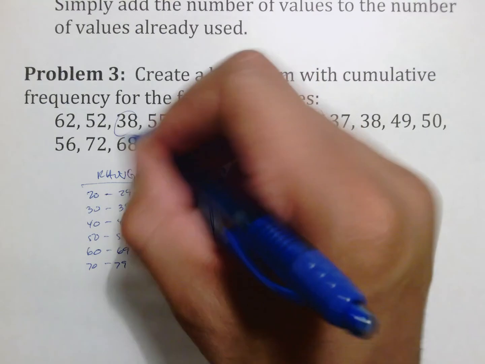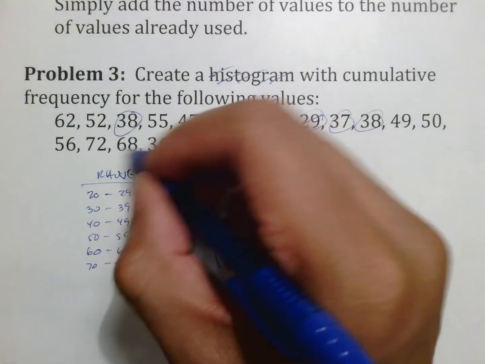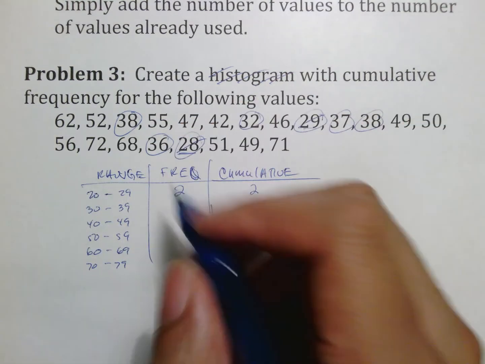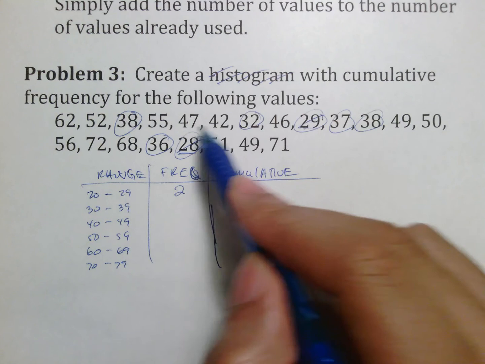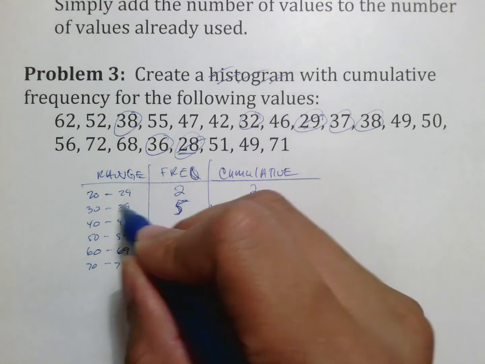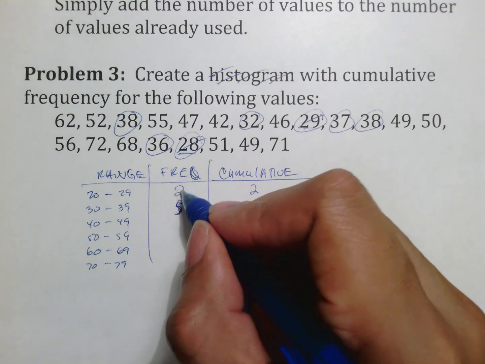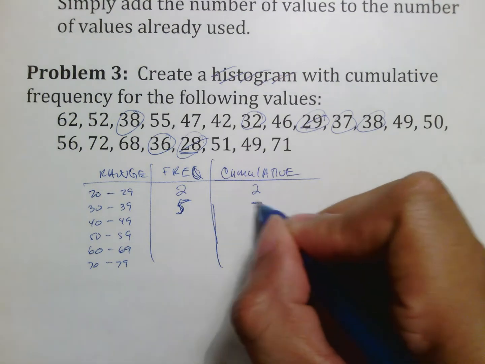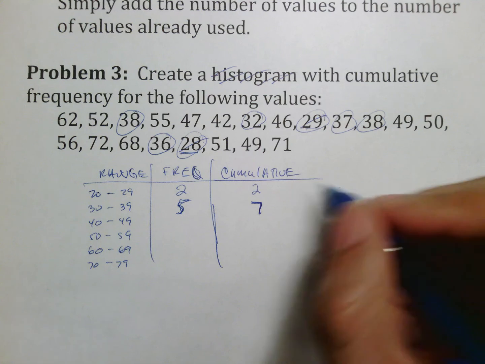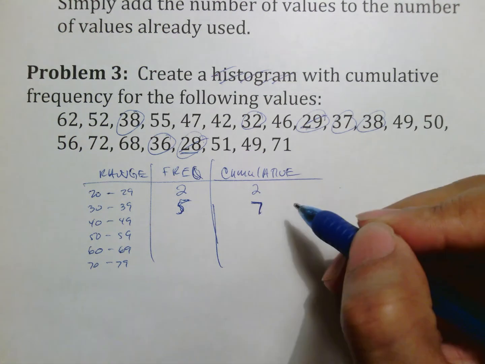30 through 39, that's 1 more, 2, 3, 4, 5. Again, looking back, 1, 2, 3, 4, 5. So there are 5 numbers in between that, like our frequency table, but our cumulative frequency means that we've used 2 plus 5, which means that we've used 7 values so far up to this point. Again, that's all cumulative frequency is. Add this number to how many have been there, and there you go.